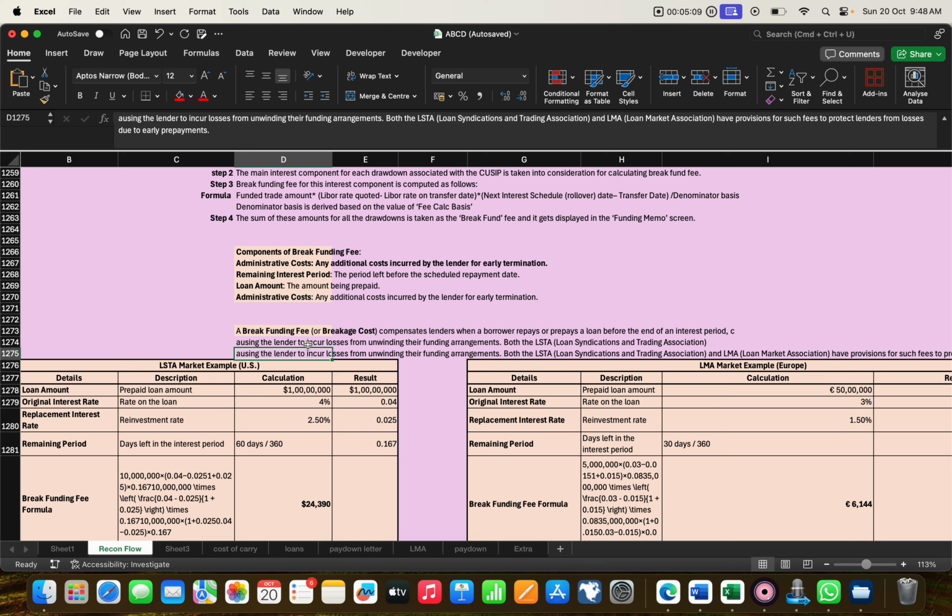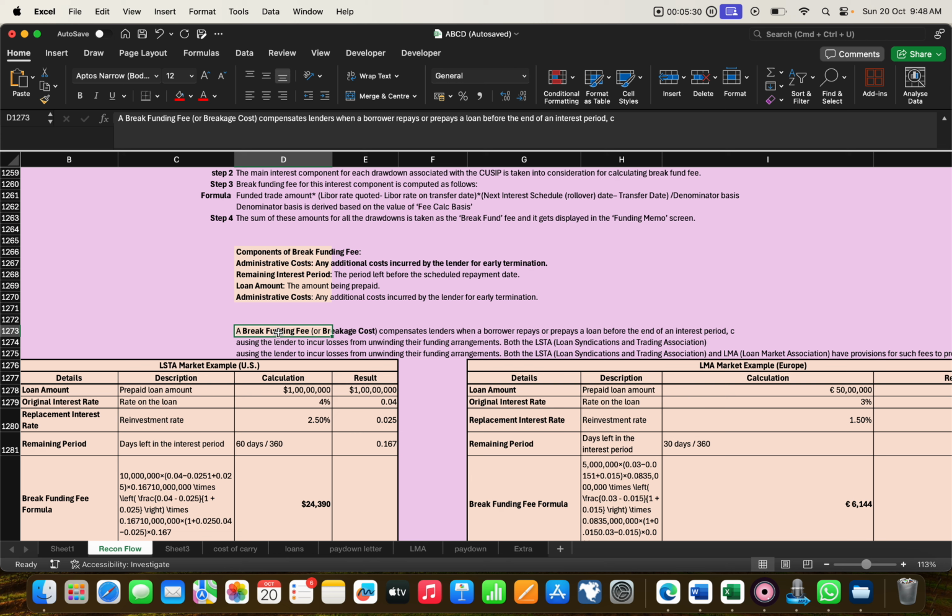Okay, so break funding fee is also known as the breakage cost. So if you come across a term like breakage cost, do not get confused. It is just a break funding fee. It compensates the lender when the borrower repays a loan before the end of an interest period.